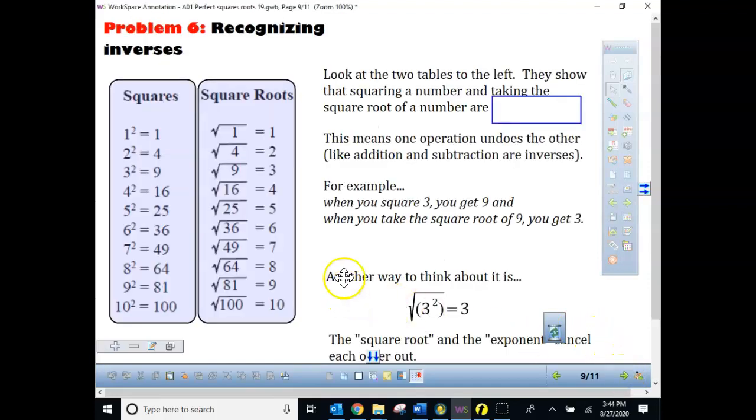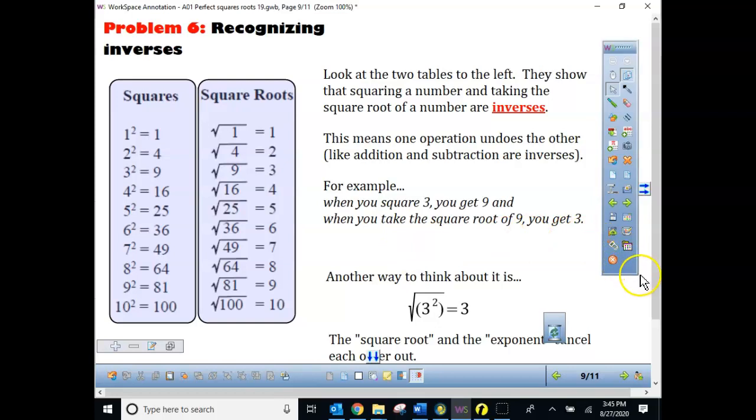Now your homework tonight is going to look a lot like this. Again, thinking about these in reverse, we can go back and forth. It says look at the tables and the two numbers. They show taking the square root of a number or taking the square of a number. These are called, we mentioned it earlier, inverses. This means one undoes the other, like addition and subtraction.